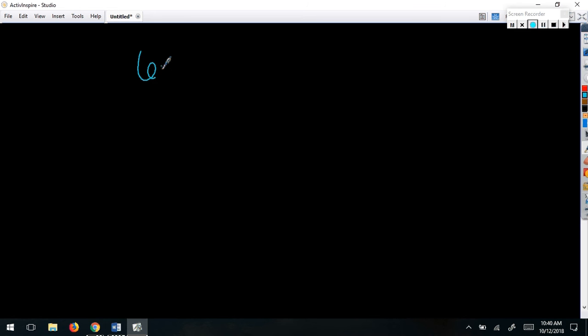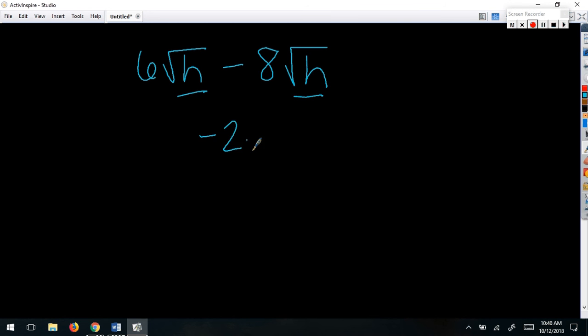So let me give you an example, and you try this one, and let's see what happens. Let's do 6 times the square root of h minus 8 times the square root of h, and see what you get. So I hope you've had time to work this one. When you do this, these are already like radicals. Perfect. I just combine the numbers in front, leave the radical alone, and I'm done. Okay.